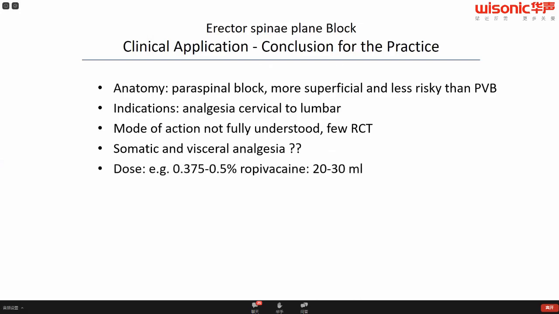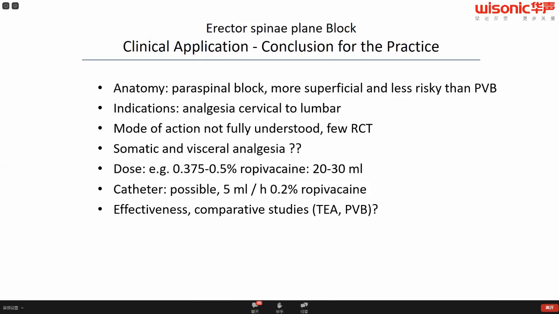It's a high volume block, and usually we should use at least 20 ml of local anesthetic, for example 0.375 or 0.5% ropivacaine, or you can also use bupivacaine. The insertion of a catheter is possible. If you use a catheter, you can use ropivacaine 0.2% at a continuous rate of 5 ml per hour. Regarding the effectiveness, more comparative studies are needed with the so-called gold standards. These are the thoracic epidural and the paravertebral block. The complication rate is rather low.